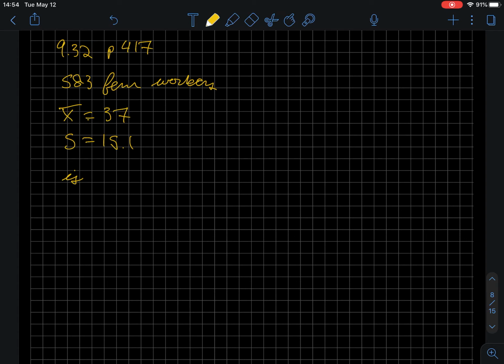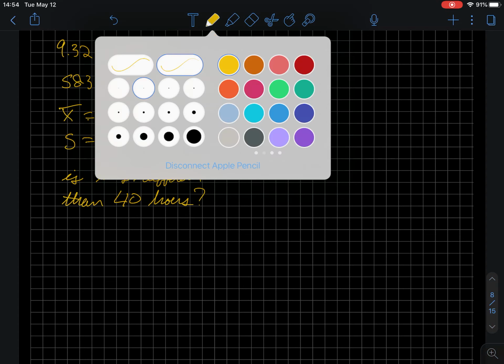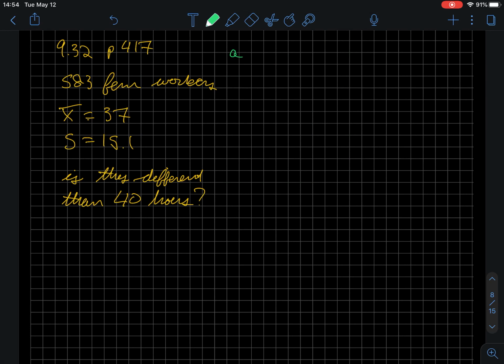So is this different than 40 hours? Because that's the standard work week, right? All right, so let's think about how we would answer this. Part A is asking us to identify the relevant variable and the parameter.